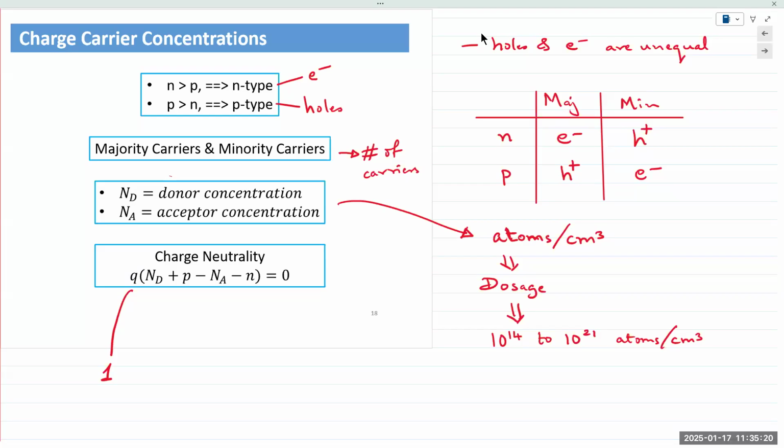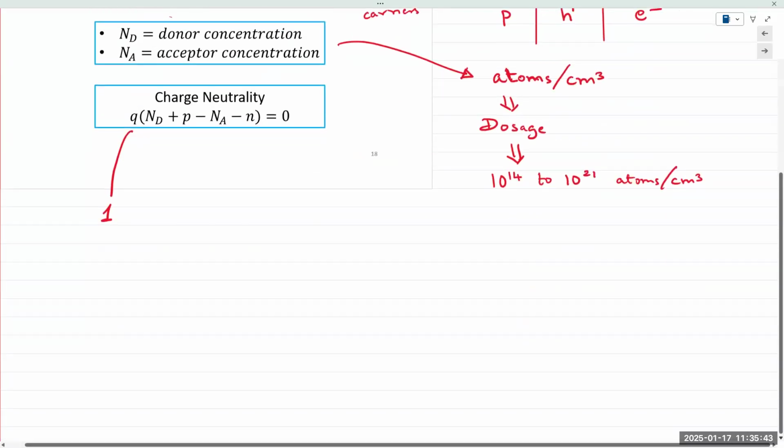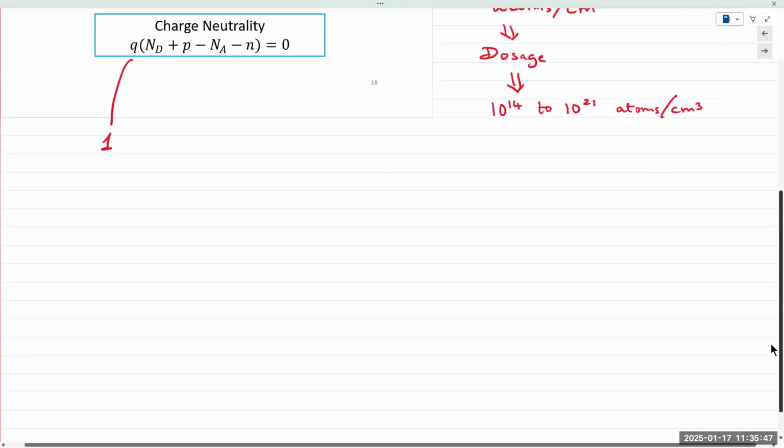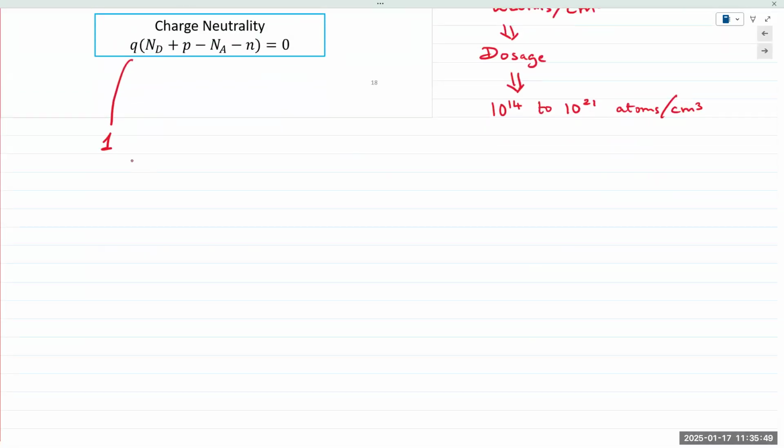And inside that unit of material, if you have some concentration of donor atoms, some concentration of acceptor atoms, and then the total number of holes and the total number of electrons, if we sum up all the charges, it'll turn out to be 0. And here's the reason why. Let's say, for example, charge neutrality equation.